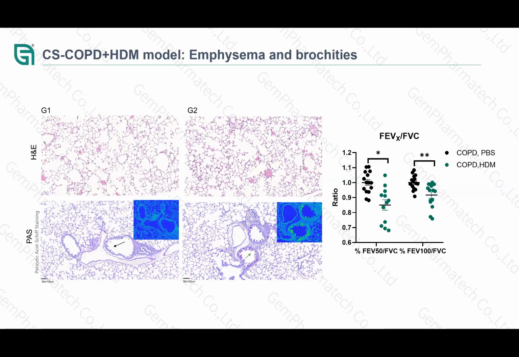And we move on to the respiratory function test. Here, the result is on the right side of the slide. We found that compared with the cigarette and LPS model, the HDM-induced model exhibits much more pronounced declines in lung function, particularly in terms of airway obstruction, which aligns with the more severe clinical presentation seen in type 2 COPD patients.